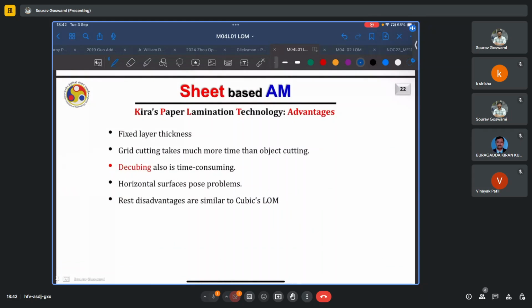Here are some disadvantages. Again, the layer thickness is fixed, and this will be true for most, if not all, sheet-based AM processes. You cannot really exploit adaptive layer slicing.